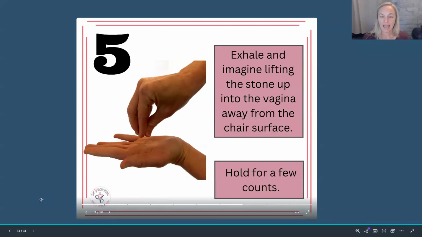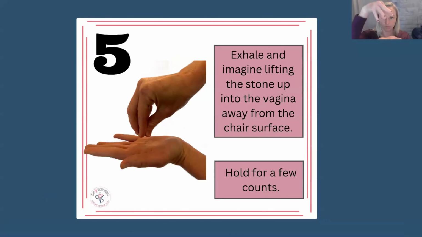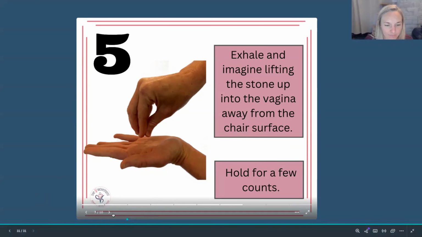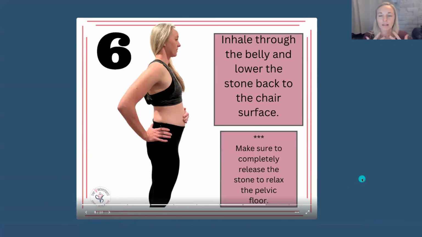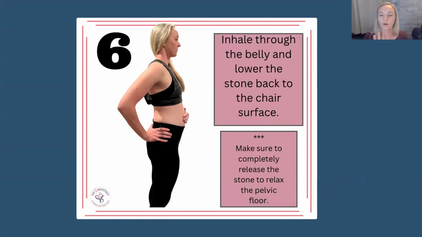So next, as you exhale, I want you to imagine that vaginal area or the perineal area is just gently grabbing that stone and pulling it up and in. You're trying to lift it maybe a centimeter off the chair. It's not going to lift too much. So we're just focusing around that vaginal perineal area. Hold it for as long as you're exhaling. And then on the inhale, you're going to inhale again back through the belly, lowering that stone back to the chair surface.